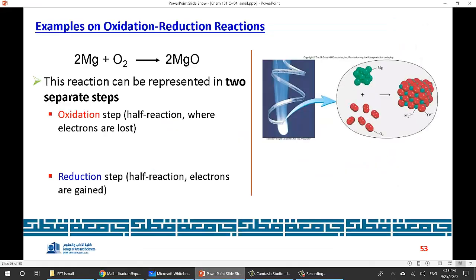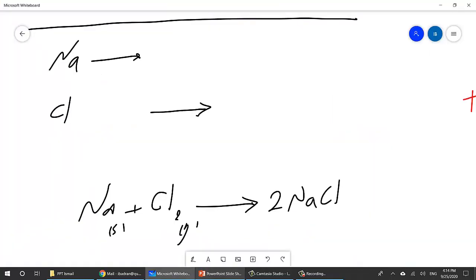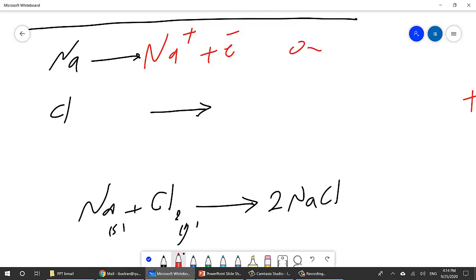Now we move on to the oxidation reduction reactions, as we learned about oxidation numbers. Now we need to apply this to redox reactions. Oxidation reduction reactions, or redox reactions, are represented in 2 steps. There is an oxidation step and there's a reduction step. Let's take an example of sodium and chlorine. Sodium can form sodium ion plus electron, and this is called oxidation because it is loss of electrons. This electron can go to chlorine, so this is 1 electron, and that will form Cl minus, and this is called reduction.